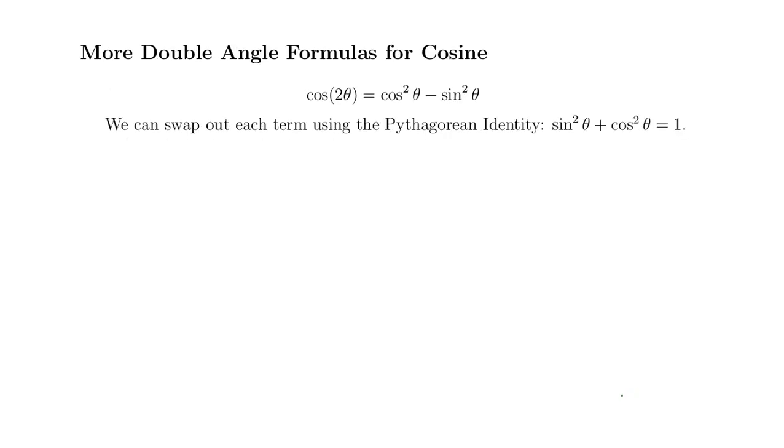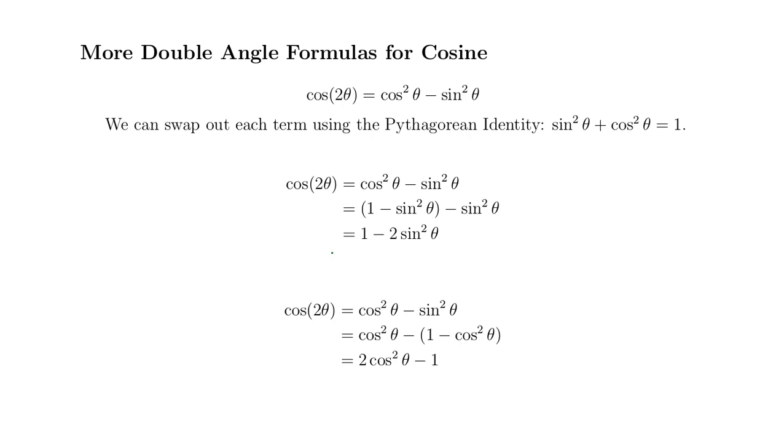So that's what we'll do here. There's going to be tons of different versions of this. So here's our double angle identity that we've got. We can swap out those terms. So here they are. I just went ahead and put both of them up. Let's just walk through them real quick.